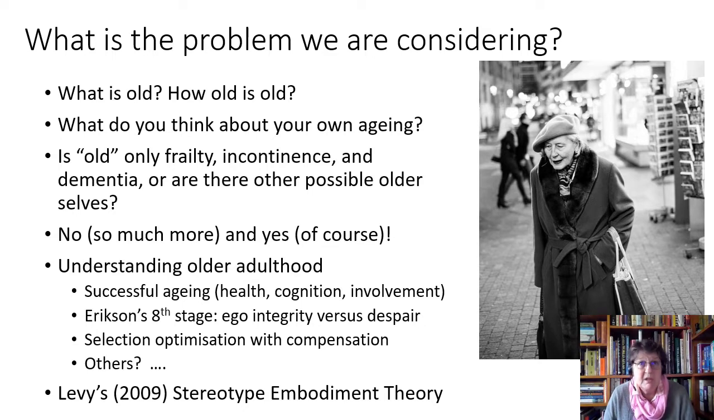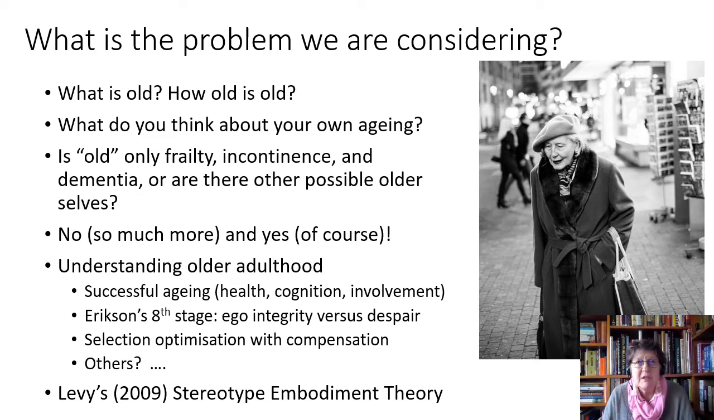So before we come to looking at this problem, I want you to think very carefully about the problem of age, as well as your own attitudes to aging. Think about what is old. Is old a state of mind? Is it only that old people are inflexible? I don't know. What do you think about your own aging? How do you see the future? And is old only frailty, incontinence, and dementia? So what are the other possibilities? No, it's not only those downsides, and yes, of course, there are possibilities.